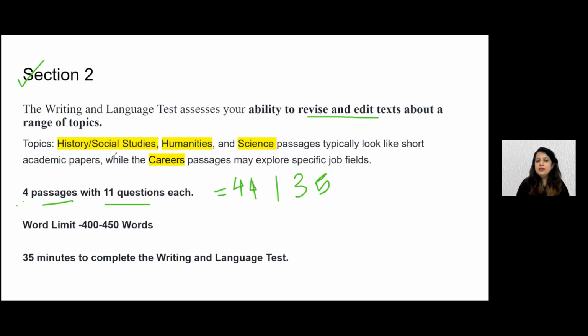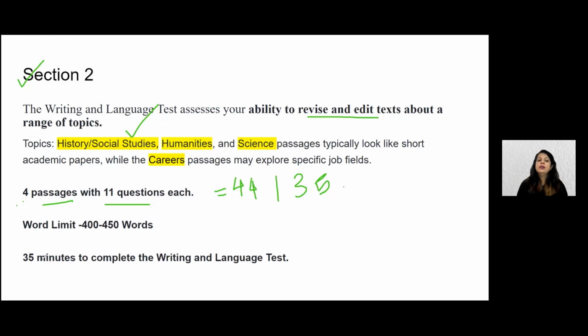So, topic areas from where you can expect your passages. Passages could be history, social studies. Passages could be humanities, right? Passages could be from science. And then there are informative passages where we talk about certain careers also. There are certain careers that have become common, and then we want to educate you about that.